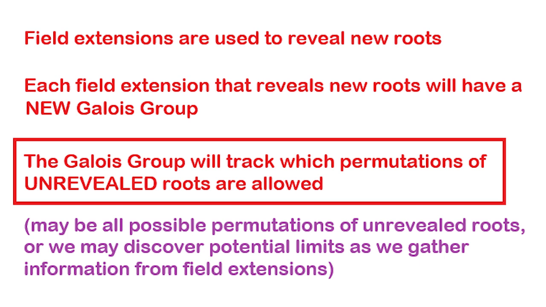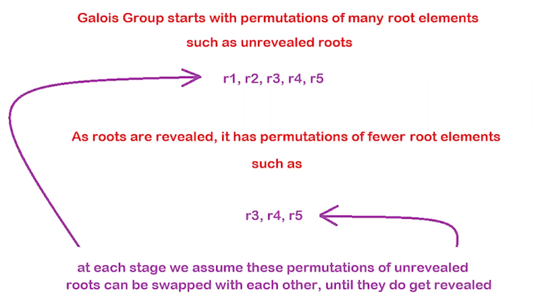Initially, I had no idea what a Galois group was, but I believe this isn't a bad way to think of it. Whatever roots haven't been found by whatever field extension I am on, I'll still assume they can be fully swapped with each other, just in case they're all conjugates of some yet to be revealed root.